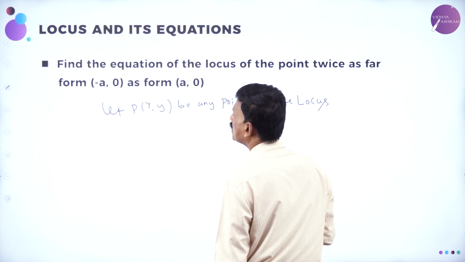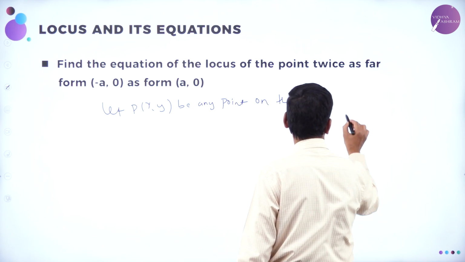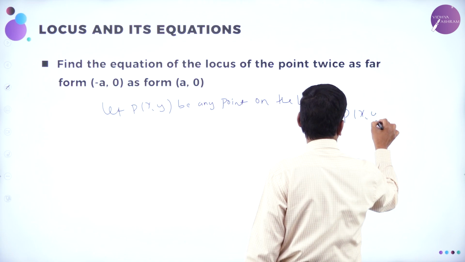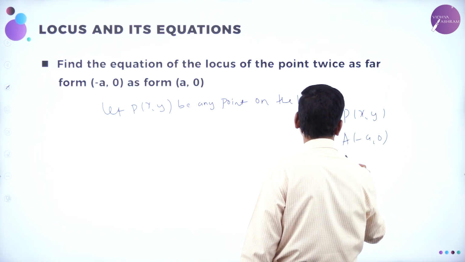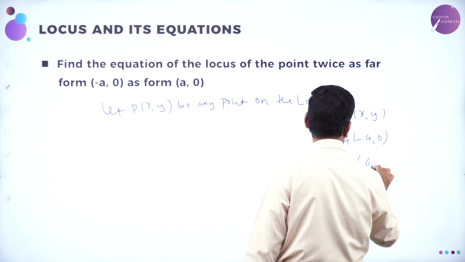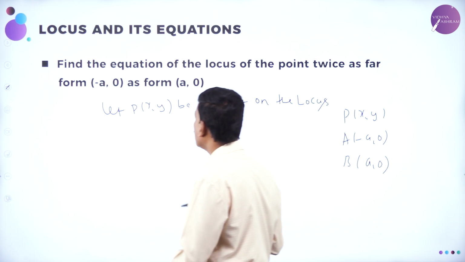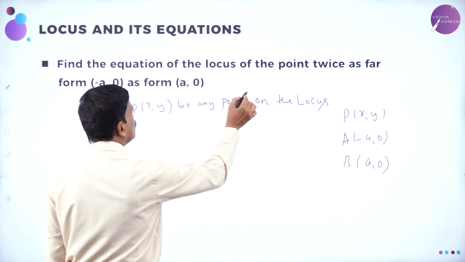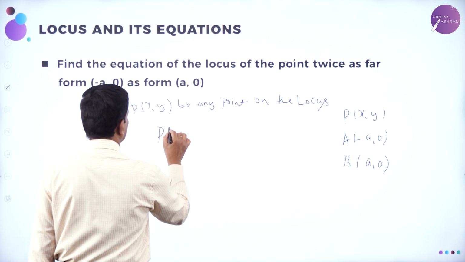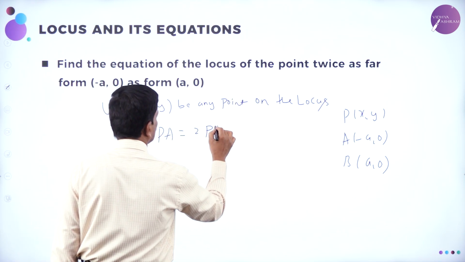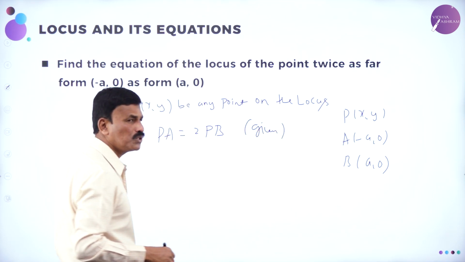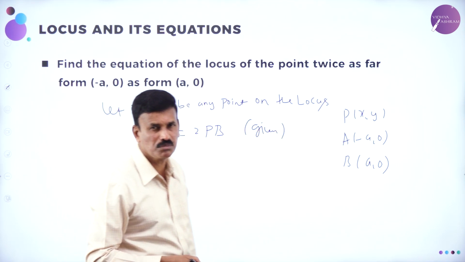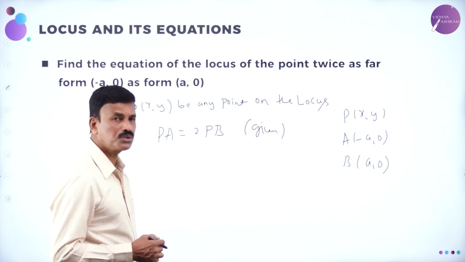Now, here, what is given? The distance from A: this is P(x, y). What is A? A is (minus a, 0). Another point B, B is equal to (a, 0). What is given here? This is the point twice. The distance from P to A is equal to 2 times PB. This is the given condition. That's it. The distance from P to A is 2 times the distance PB. That's it. Now, PA is equal to 2 times PB.